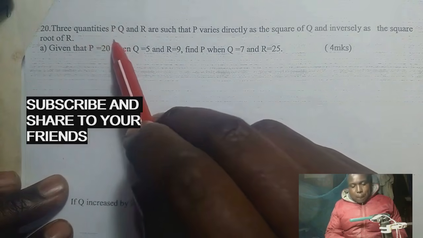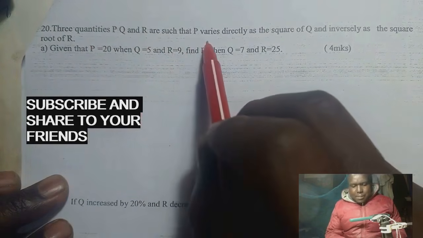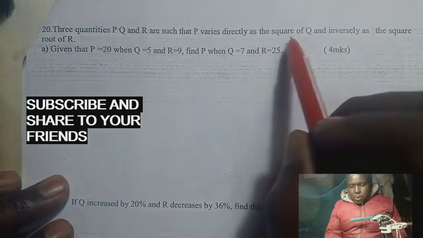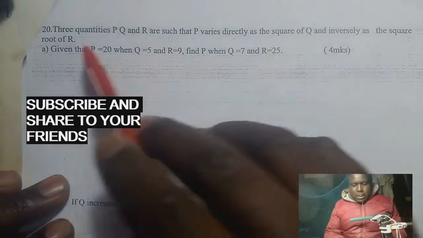Three quantities P, Q, R are such that P varies directly as the square of Q and inversely as the square root of R.